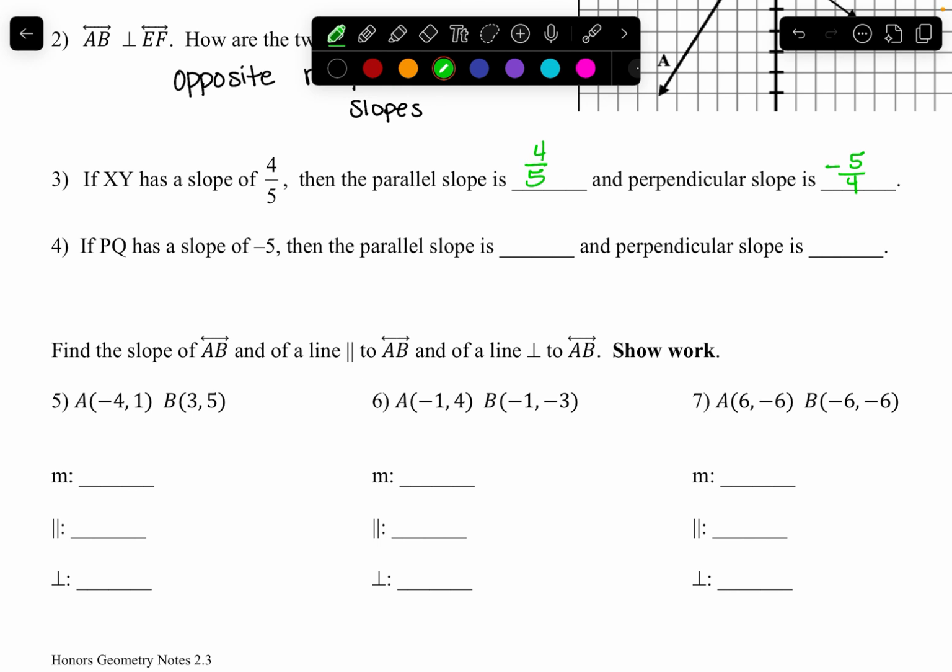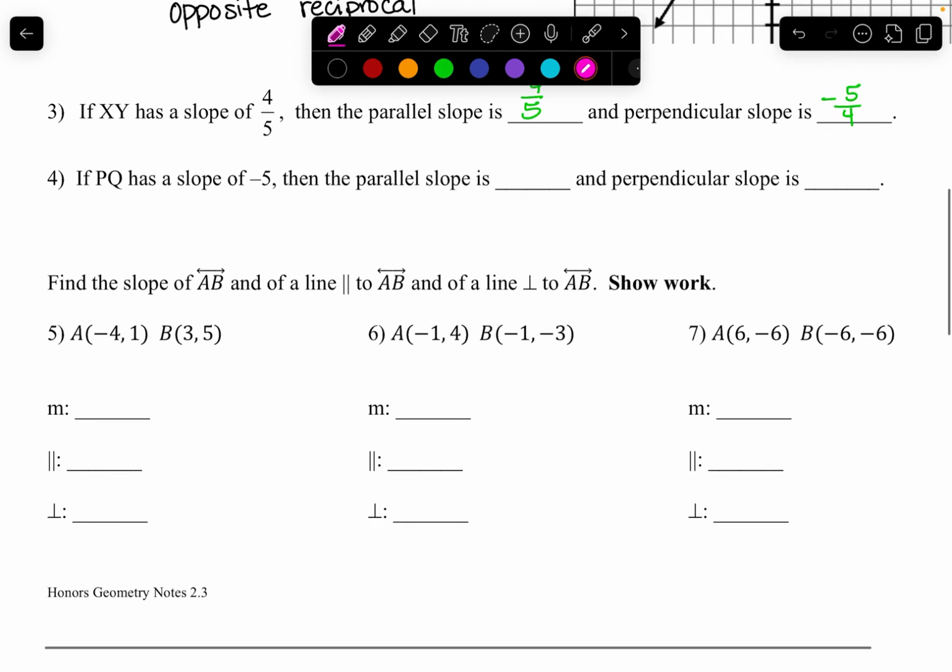5/4. When you look at line PQ, it says if PQ has a slope of -5, this is actually -5 over an invisible 1. The parallel slope will also be -5. The perpendicular slope will have to be opposite, so if it was a negative, it's now going to be a positive, and it was 5/1, so now we're going to have 1/5.